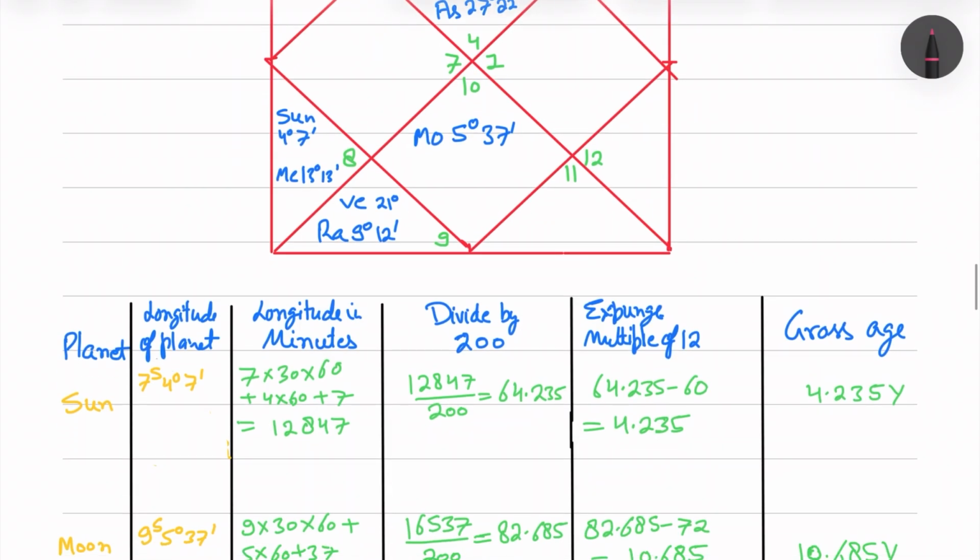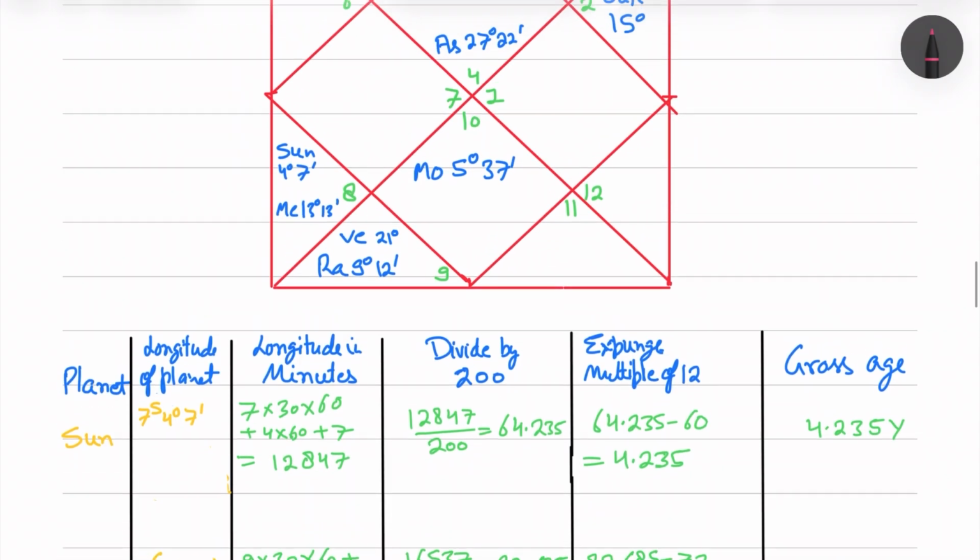The first step is to convert the full longitude of the planet, including Lagna, into minutes. So longitude of Sun is 7 signs 4 degrees 7 arc minutes, so it is written here. So 7 signs into 30 into 60, because one sign is 30 degrees and 1 degree has 60 minutes, plus 4 into 60 plus 7. So this is the value. Now the second step is, whatever value you have received, divide it by 200.